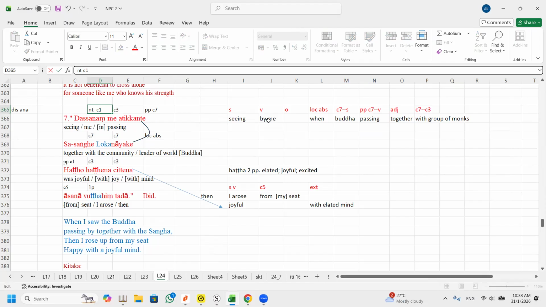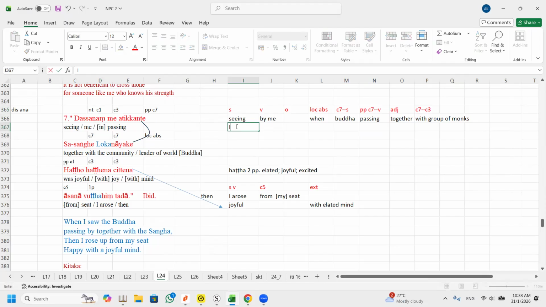Subject. Seeing by me. Can you see now? Seeing by me, technically I can say I see. So technically, if I'm going to rearrange this in English, I just say I see. Understand? I see. So seeing by me, because in Pali normally a passive form is used, seeing by me. So if we change it, this is passive.